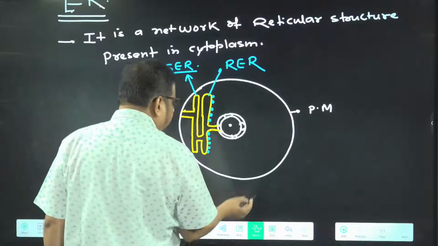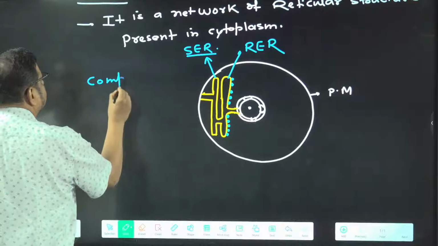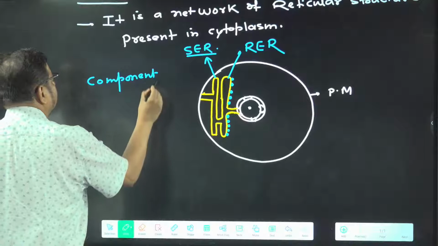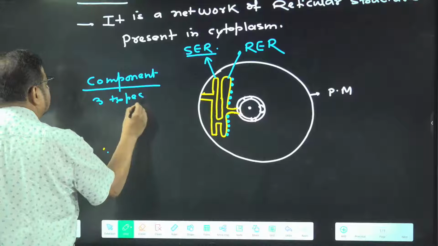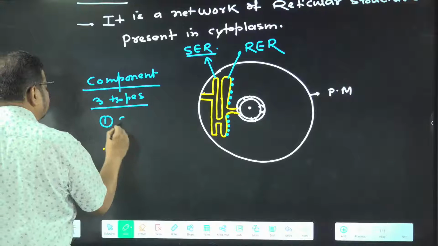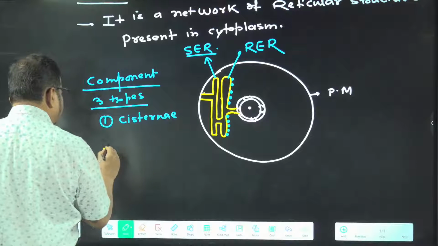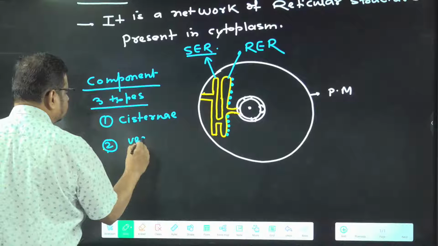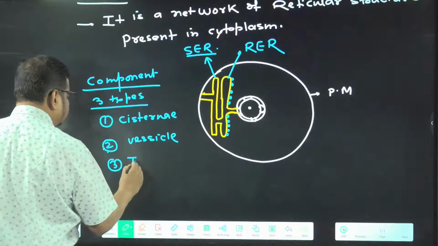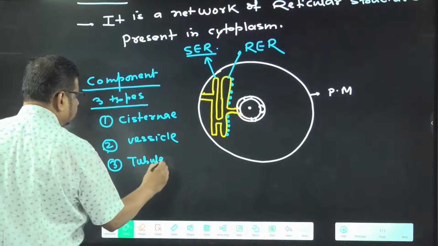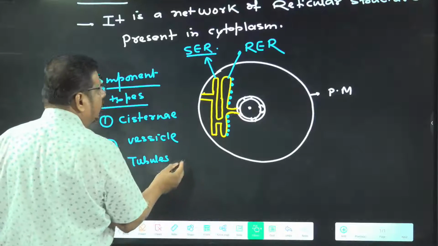So if we talk about the components of ER, three types of components are present in the ER. First, I am writing cisternae. Second, I am writing vesicle. And third, I am writing tubule. So these are the three different components of the endoplasmic reticulum.